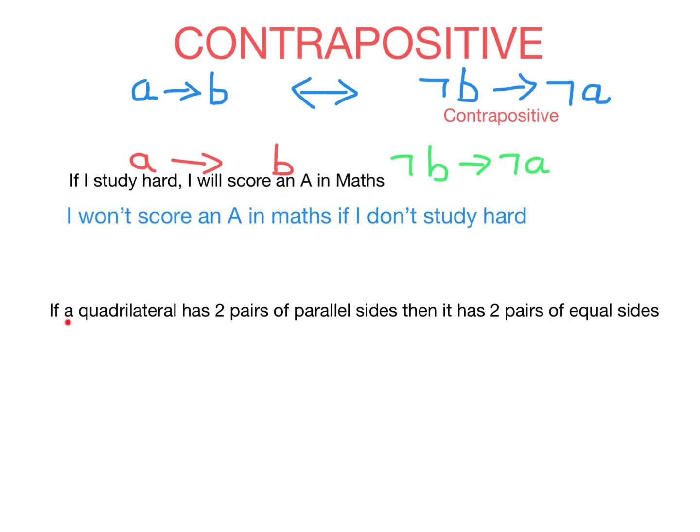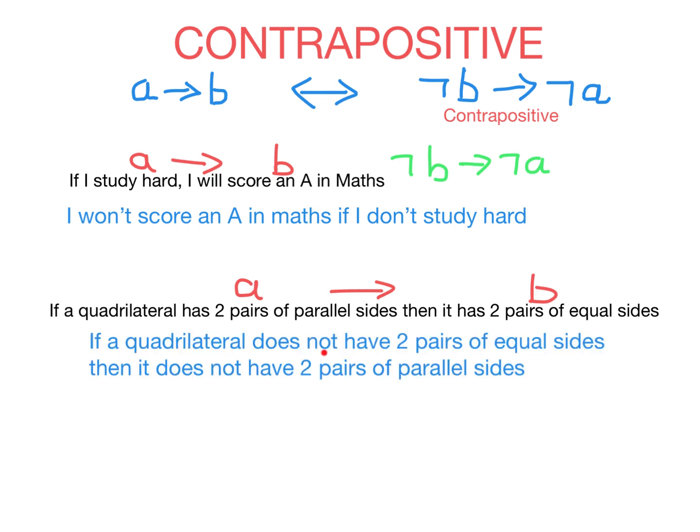Let's look at this one. If a quadrilateral has two pairs of parallel sides, then it has two pairs of equal sides. So here we have an if-then statement, a statement of the form A implies B. A is the condition that the quadrilateral has two pairs of parallel sides. B is the condition that it has two pairs of equal sides. So the contrapositive: not B implies not A.